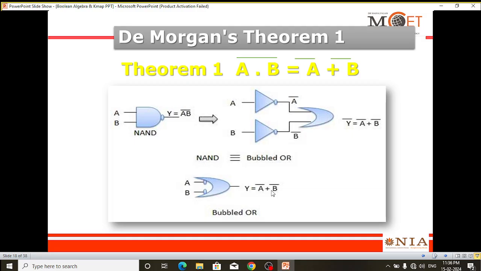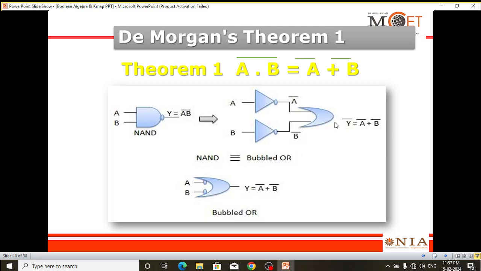See, in this symbol for the NAND gate, A and B are the inputs, and this is the symbol for an inverter. Y is equal to (A dot B) whole bar. It is equivalent to an implementation with the help of basic logic gates, so we get A bar plus B bar. For A bar we use one NOT gate, and for B bar we use one NOT gate.